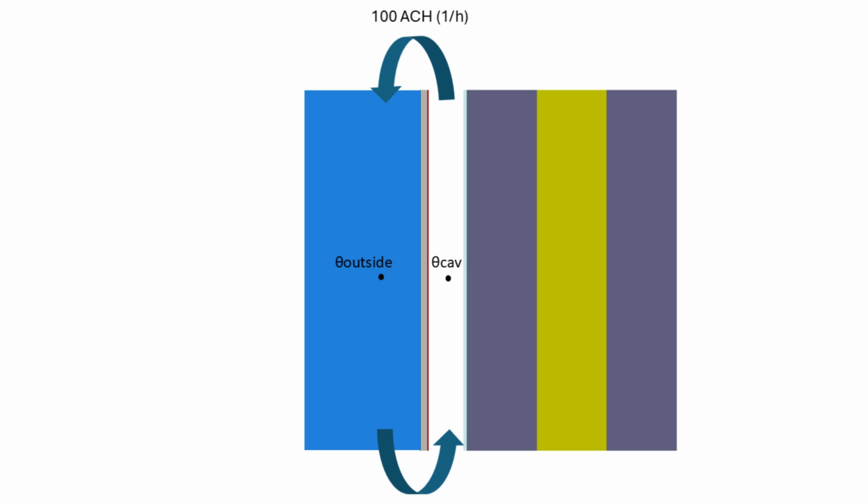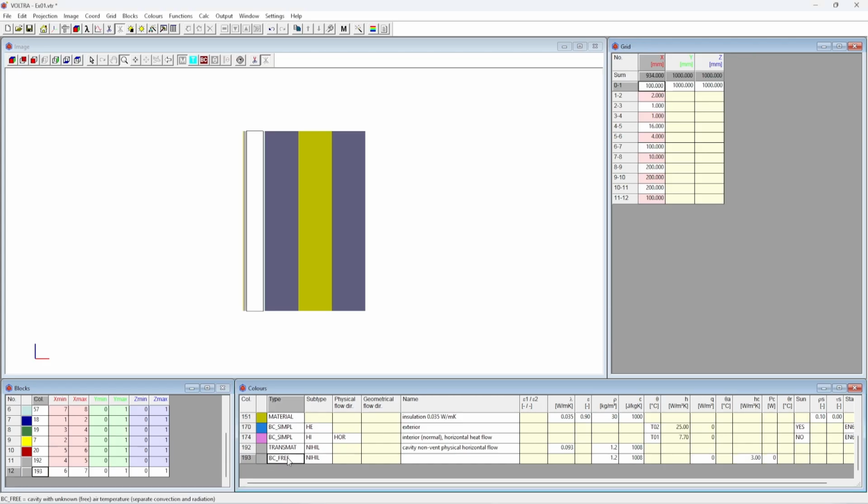To begin, we will add a ventilation flow of 100 air changes per hour inside the cavity between the wall and the glass unit. In VOLTRA, ventilation paths are created using the Physibel color types BC-free and BC-free-S. These color types can interact with each other even if they are not adjacent in the model. The origin of a ventilation flow path may also be defined using BC-simple or BC-sky. In this example, we consider forced convection inside the cavity.